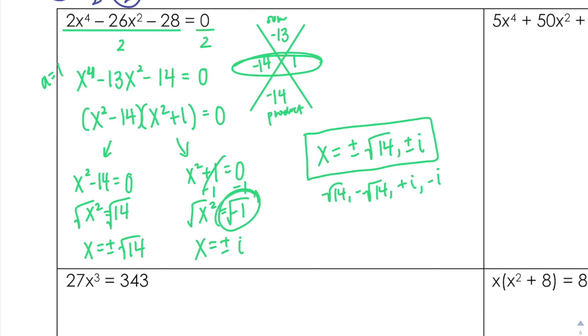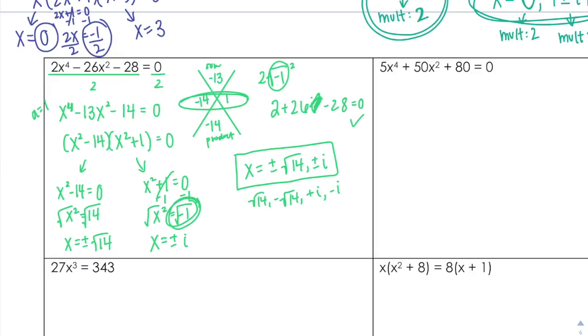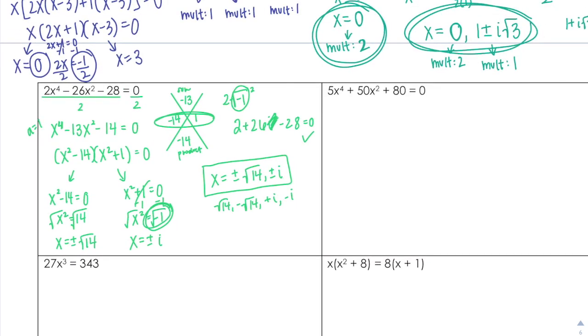Now, you can plug these in to check it. The square root of negative 1 when you plug in is going to be a little bit more complicated because you have to remember that i squared just becomes negative 1. So you get 2 minus 26i squared. Remember, that changes that to a plus, minus 28. Well, what's 2 plus 26? 28. What's 28 minus 28? 0. It works. So you could still check them, all of these, but it just gets a little bit more complicated because the solutions are a little bit more complicated.